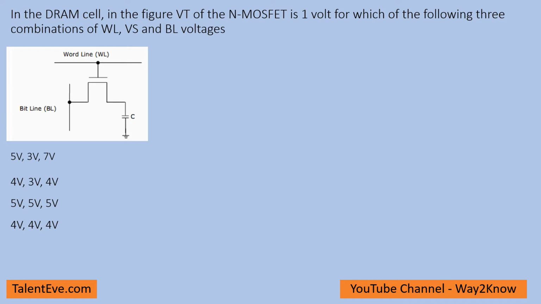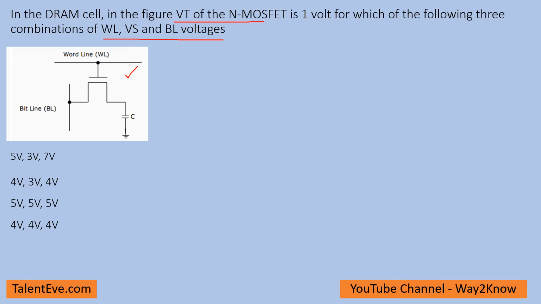Let us see how to solve this particular problem. So basically a DRAM memory cell has been provided where the threshold of the N MOSFET used is 1 volt. So we have to find out the relation between the word line, the source voltage and the bit line voltages.